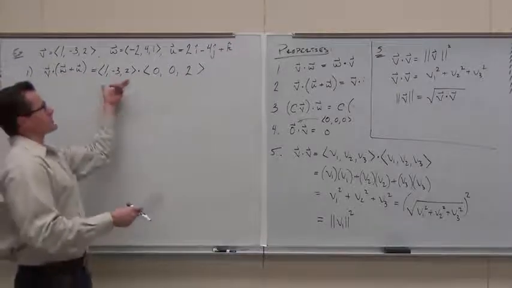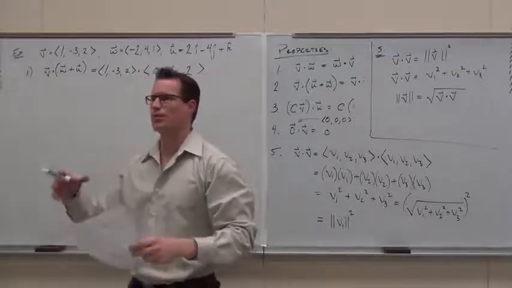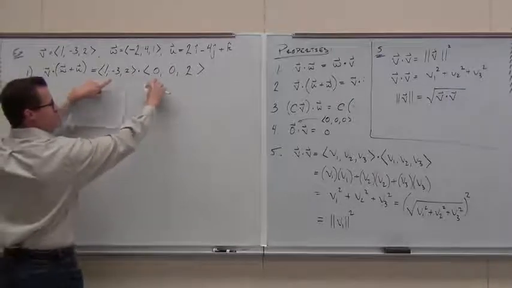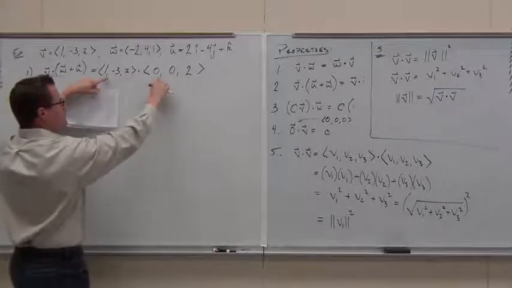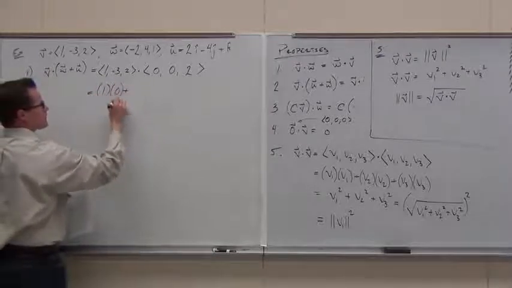Well, now it makes sense. I got a vector dotted with a vector. Let's go ahead and let's finish this off. Dot product does one thing and one thing only. It takes corresponding pieces, so it's nice to have the same format. It multiplies them, and it adds them.